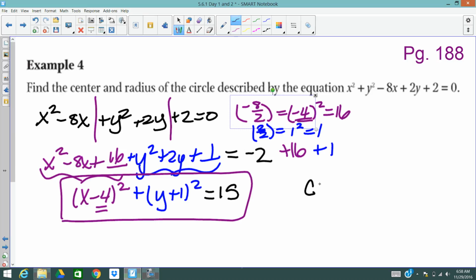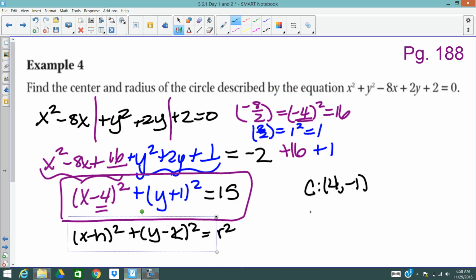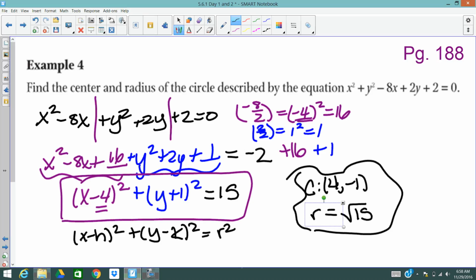So our center has the coordinates 4, negative 1, because remember the equation is minus h, minus k, and our radius is the square root of 15. Because again, that's equal to our radius squared, so you want to square root it to find the actual radius. And there's our answer.